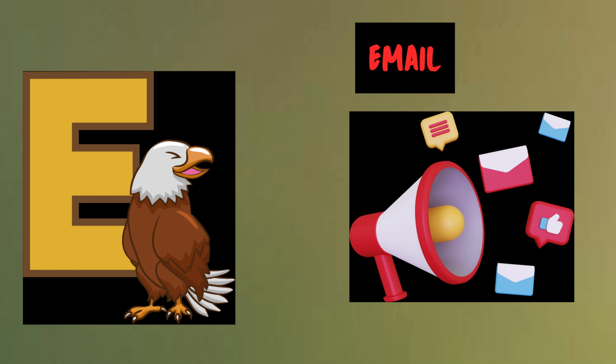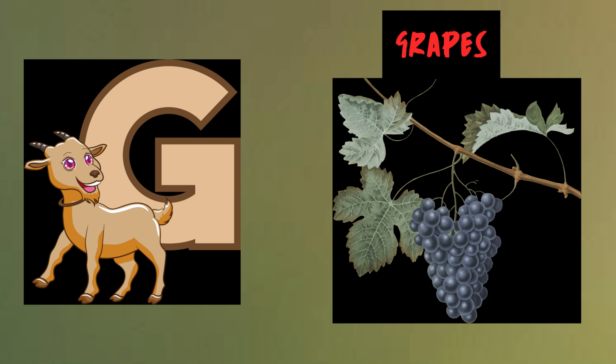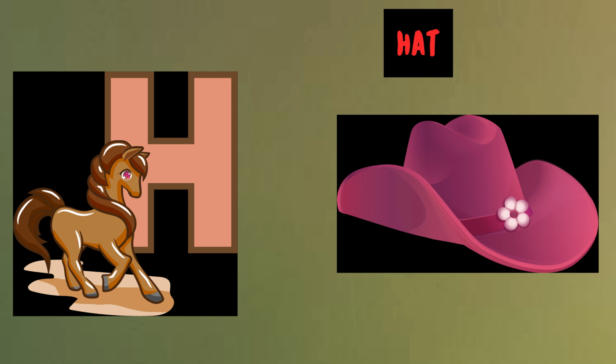E. E is for email. F. F is for fan. G. G is for grapes. H. H is for hat.